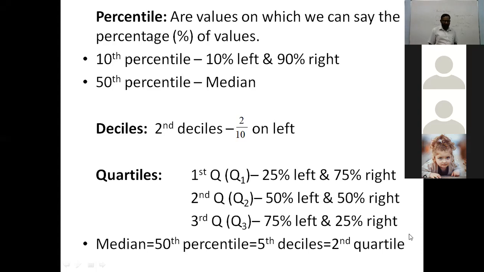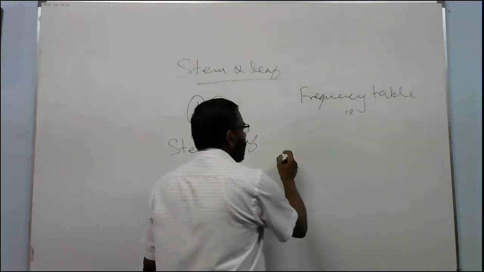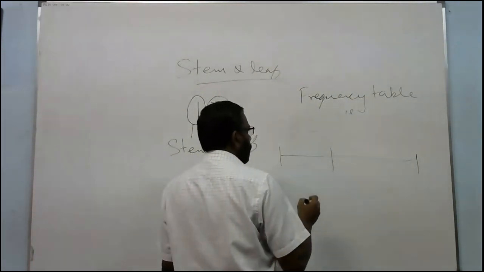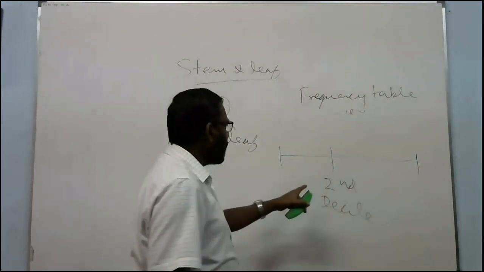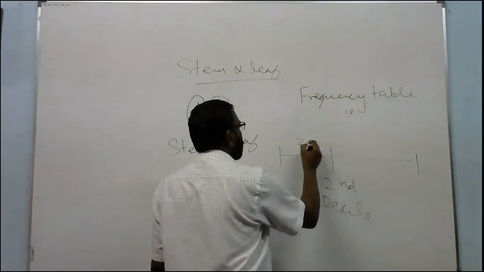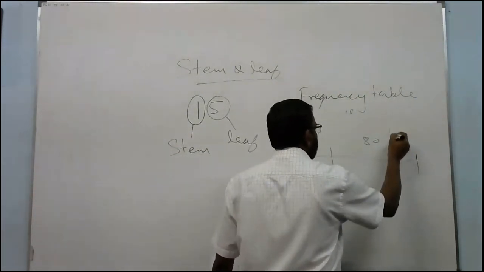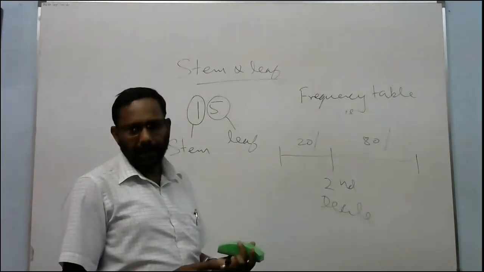Similarly, there are other displays of data, deciles, right? So second decile means it is splitting the data into 10 equal portions, right? Second decile means you are splitting the data into two, where the left side is roughly about 20%, the right side is 80%. This is called as second decile.